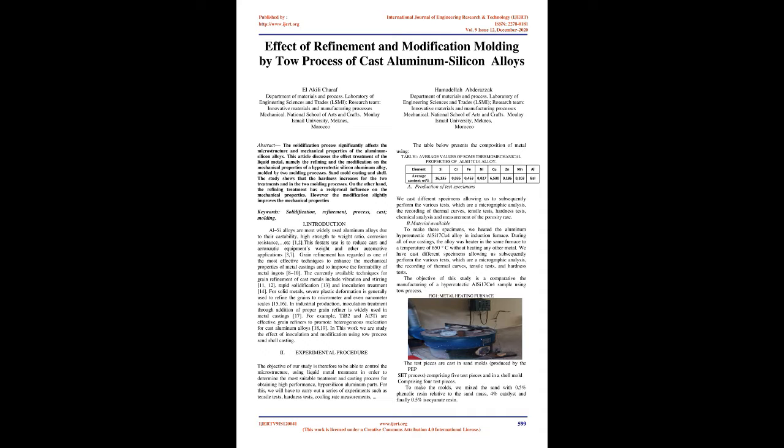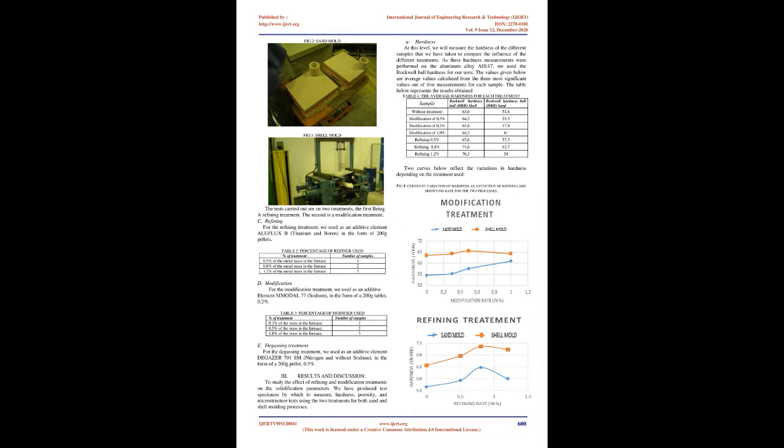17. For example, TiB2 and Al3Ti are effective grain refiners to promote heterogeneous nucleation for cast aluminum alloys. 18, 19. In this work we study the effect of inoculation and modification using two processes: sand and shell casting.